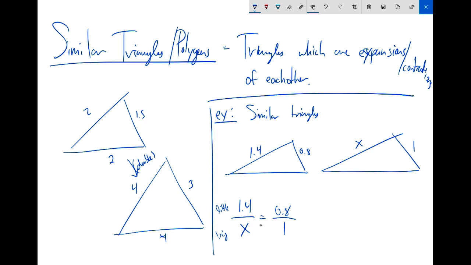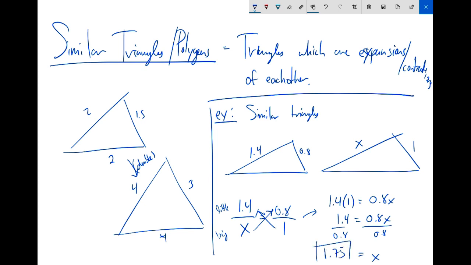Remember, we've seen these earlier in the course. So what this becomes is the equation 1.4 times 1 equals 0.8x, but that's just 1.4 equals 0.8x. And then if you divide both sides by 0.8, what's the answer? 1.75. Okay.